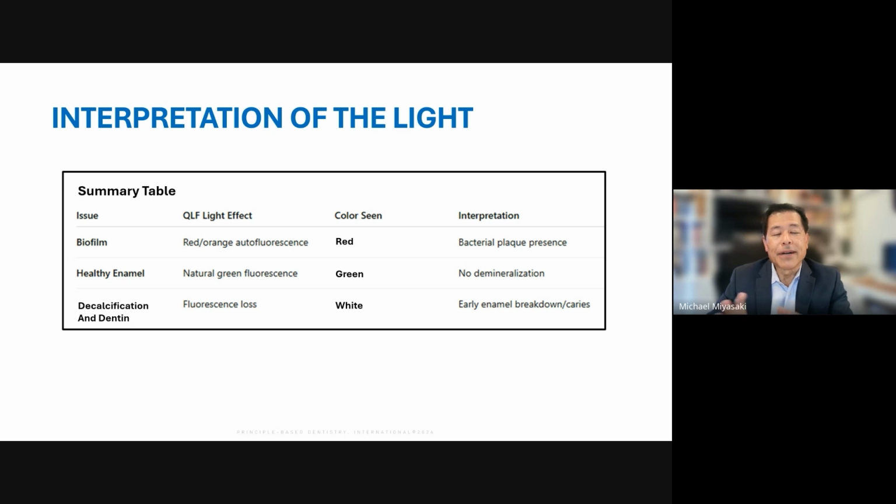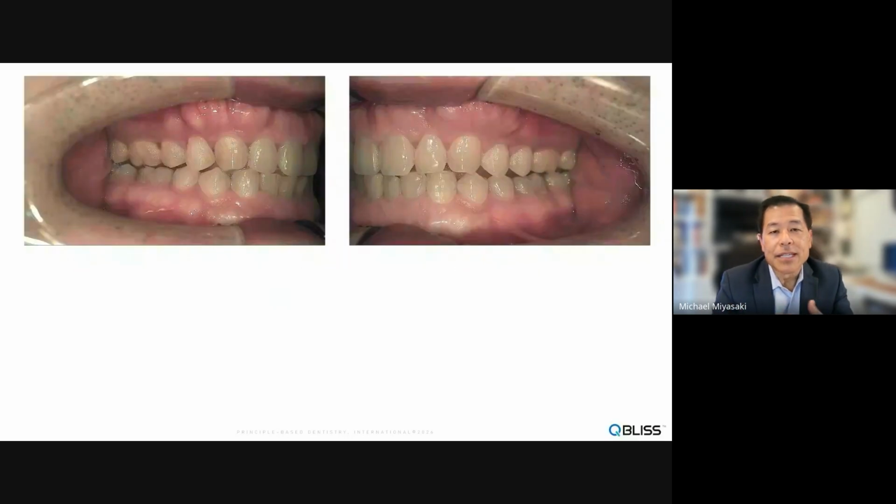I know we get a lot of questions. Well, what do the colors mean? If it's red, it's bad. If it's green, that's good, right? Green means good, red means bad. And if we're starting to lose some of that green, it's because we have decalcification. So these are the type of images you can get with the QC camera.